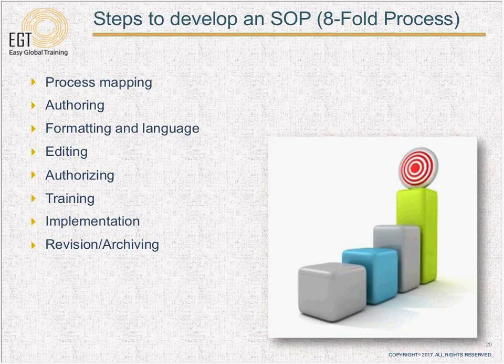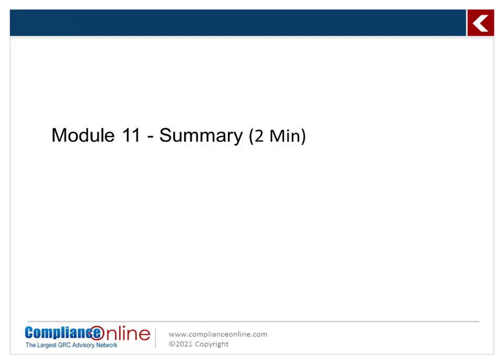There is generally an 8-fold process involved in developing an SOP. These steps are listed here in this slide and include process mapping, authoring, formatting and language, editing, authorizing, training, implementation, and finally revision and archiving. And we are going to elaborate on each of these steps in the next few slides to give you a better idea how to develop an SOP.